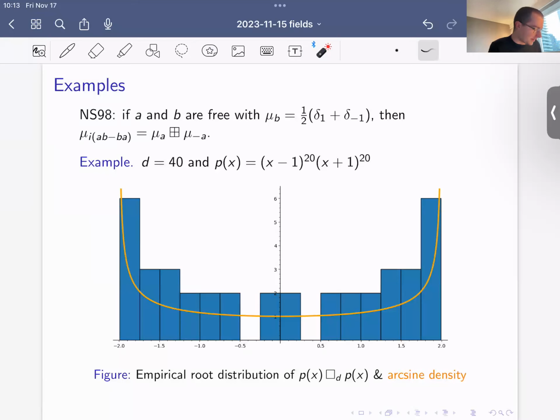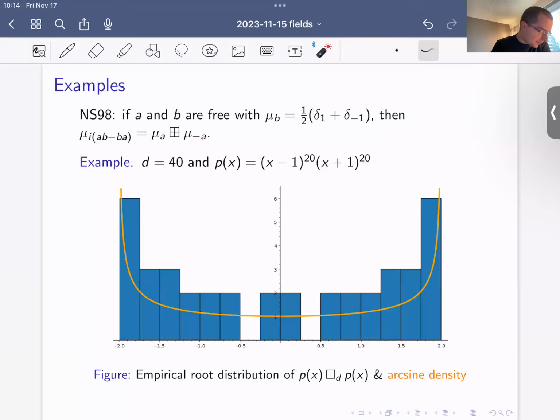they show that if you have free elements A and B, and you assume that the distribution of B is this even Bernoulli, so it has 1/2 mass at plus or minus 1, then the distribution of this commutator of A and B is just the distribution of A box plus the distribution of minus A. And so this is something that you can easily test using polynomials and a computer.